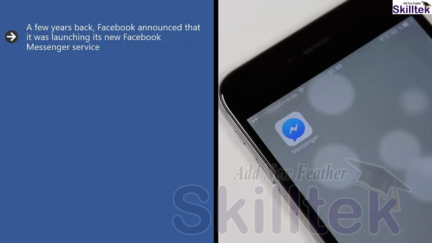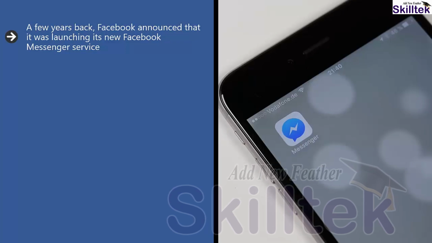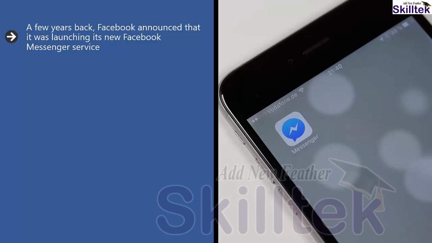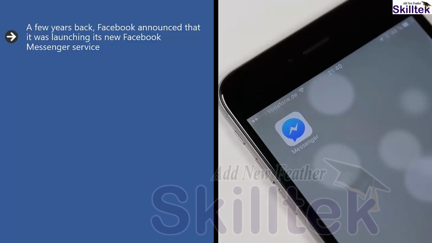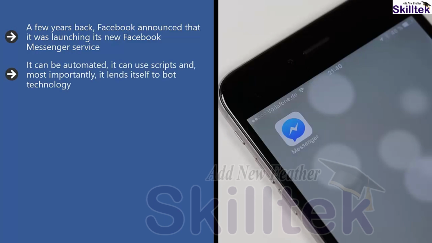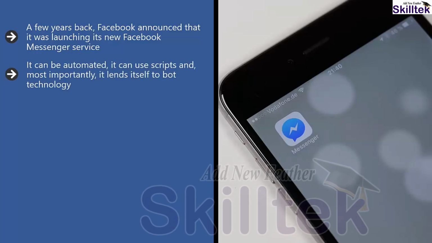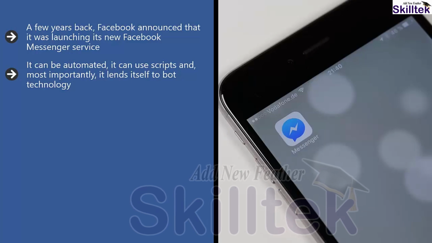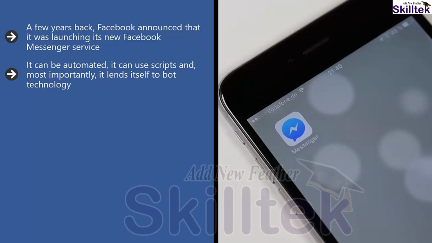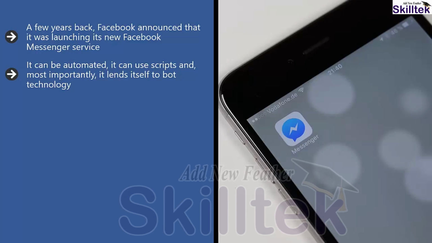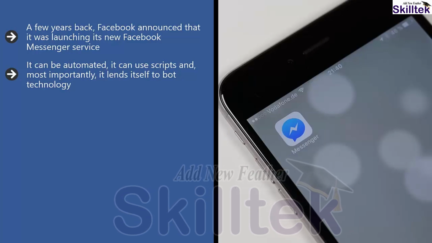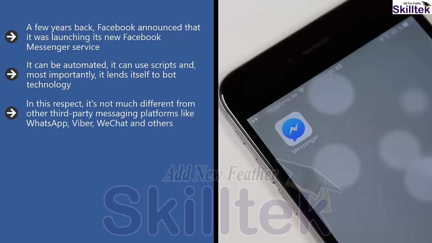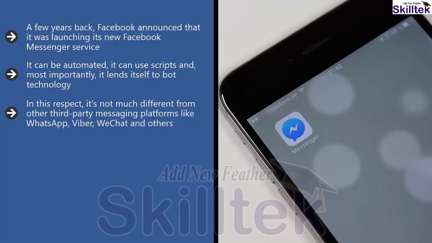A few years back, Facebook announced that it was launching its new Facebook Messenger service. What was really interesting about this reboot of what was an internal messaging device is the scalability of the new Messenger. It can be automated, it can use scripts, and most importantly, it lends itself to bot technology. Usually when people use Messenger, they would click on somebody's profile on their Messenger application and initiate a text, voice, or video chat with them.